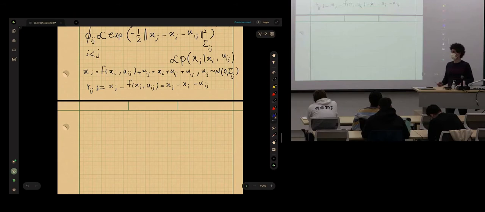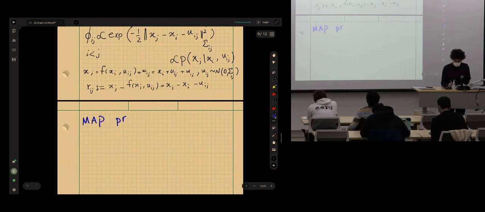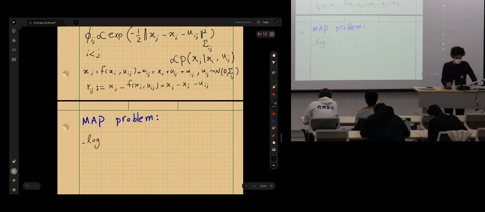What's the next step? We're going to write the MAP problem. So the maximum a posteriori problem is done by minimizing the negative log of the joint distribution.